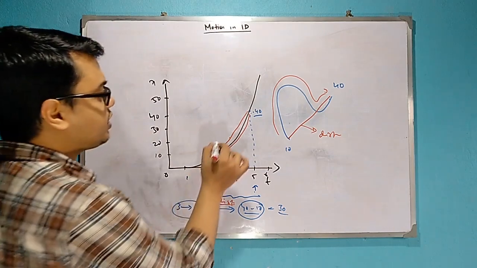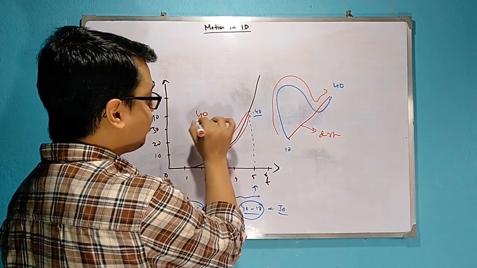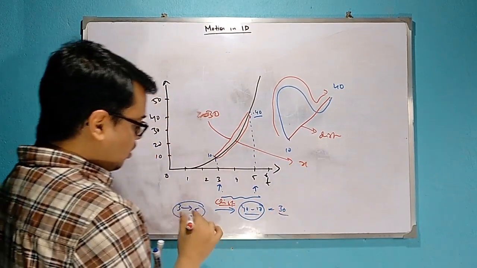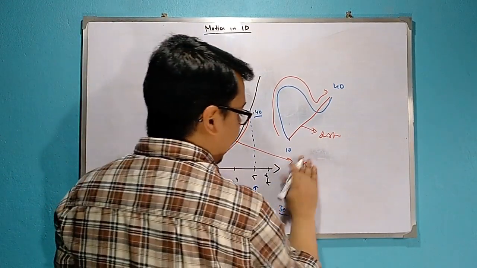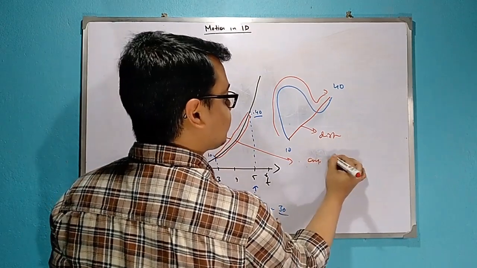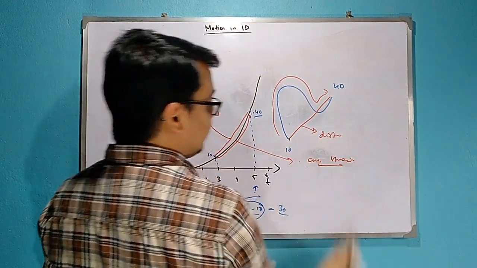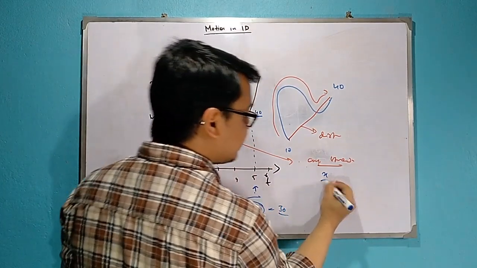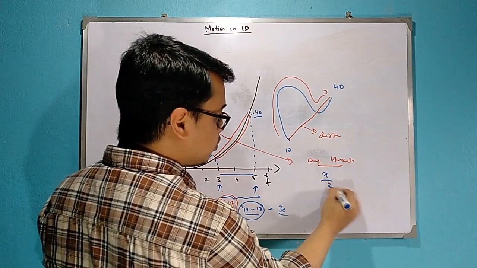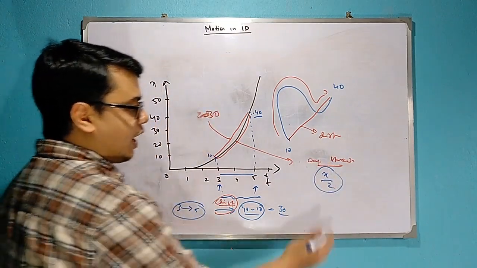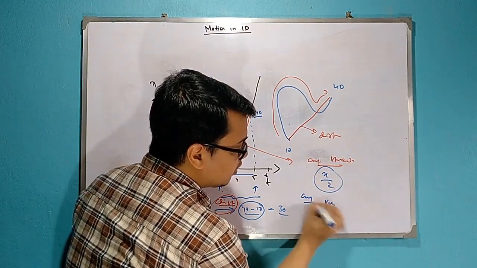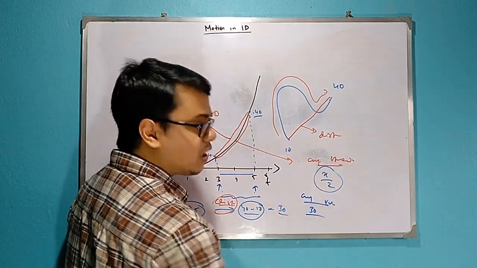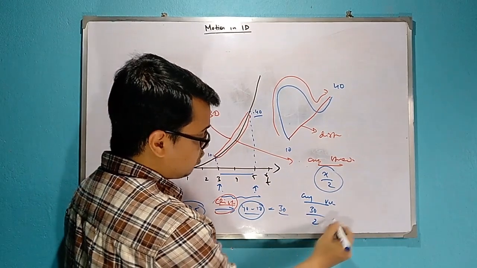Similarly, suppose this is x, this is 40, we know 40 minus 10, and suppose this curvature is x. So what will the average speed be? Average speed is nothing but distance covered, that means x, divided by time, which is 2. Average velocity will be total displacement, that means 30, divided by time 2, that means 15.